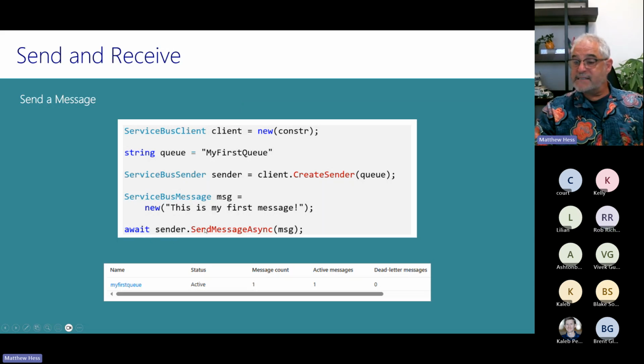And once you send message async, if you go back to the Azure portal, you'll see it. Your message count will be 1 and you'll have an active message. So there you go, sending a very simple single message into the queue.